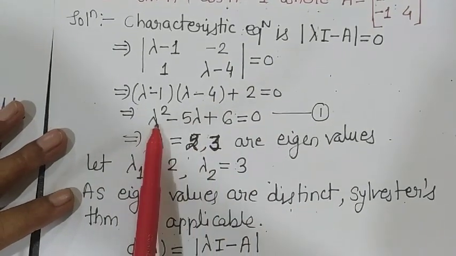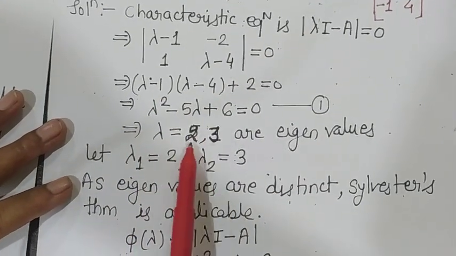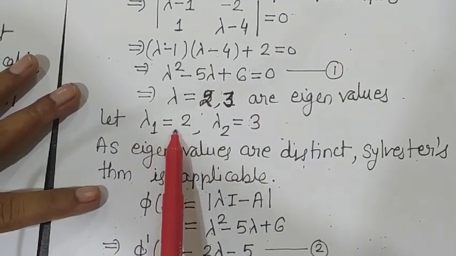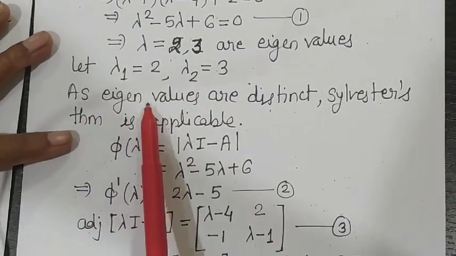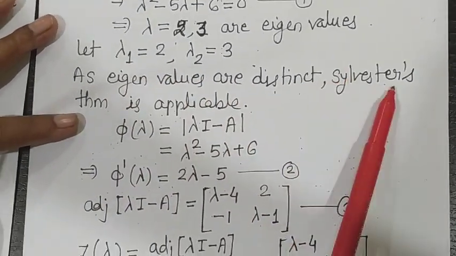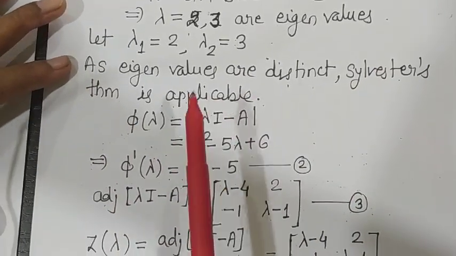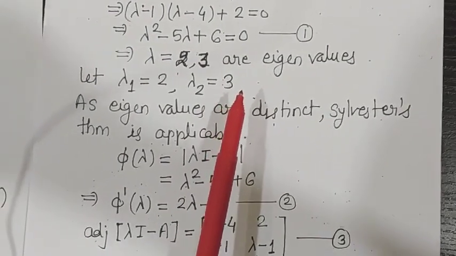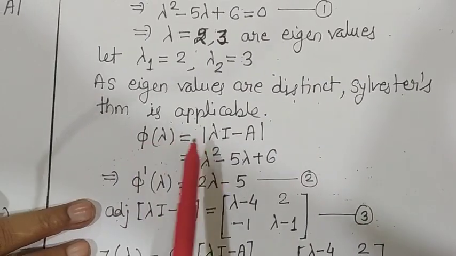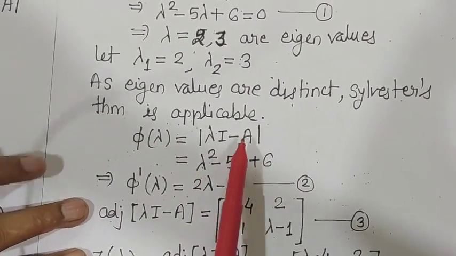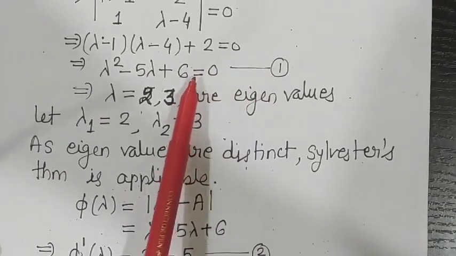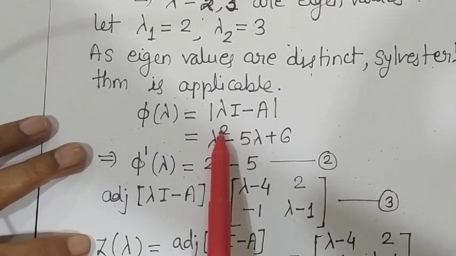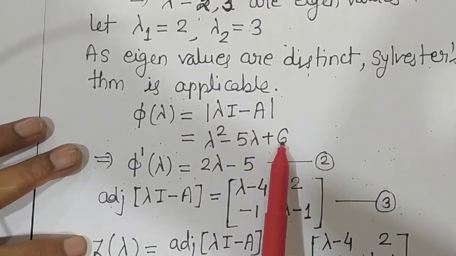Now solve this. As lambda square is there, we will get two values, that is 2 and 3. Check whether these two values are distinct or not. Here lambda 1 is 2, lambda 2 is 3. As the eigenvalues are distinct, Sylvester theorem is applicable. Next, as suggested, we find phi dash of lambda, for which we need phi of lambda, which is the determinant of lambda I minus A. This we can get easily from equation 1. The left hand side is nothing but the determinant of lambda I minus A, so we copy that as it is. It is lambda square minus 5 lambda plus 6.